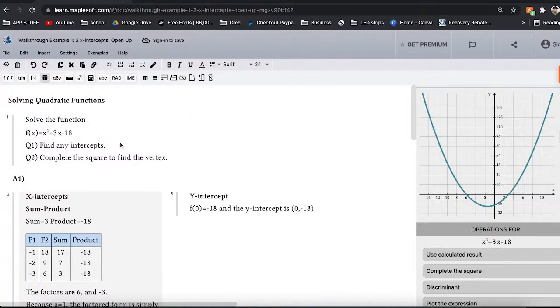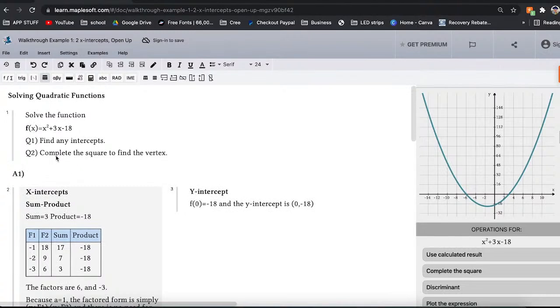Alright, so now let's look at a MapleLearn example for quadratic functions. As you can see, we have: solve the function f of x is equal to x squared plus 3x minus 18. Okay, so we're going to use MapleLearn to solve these two questions. Find any intercepts, then complete the square to find the vertex.